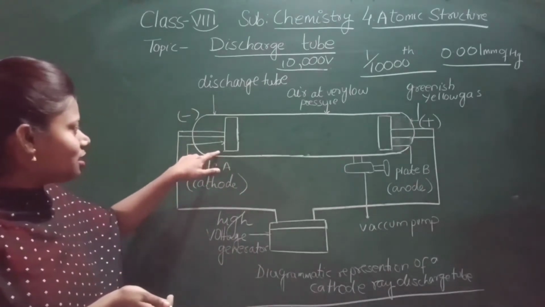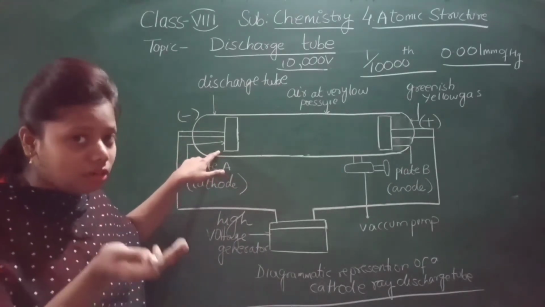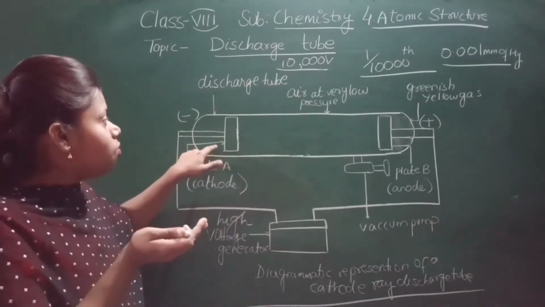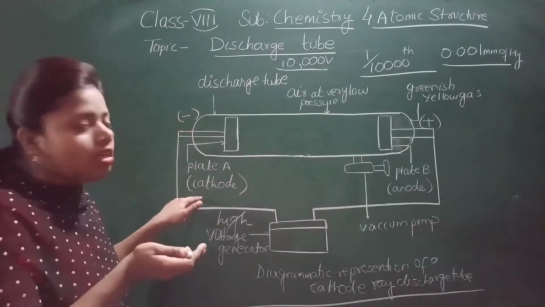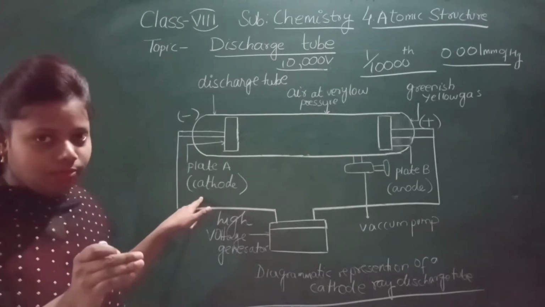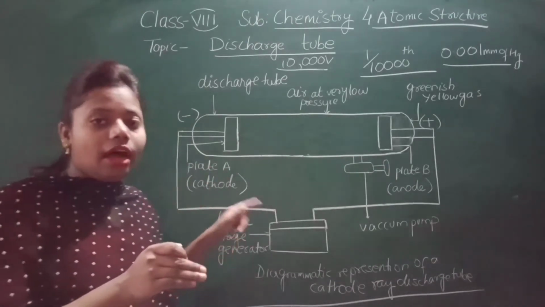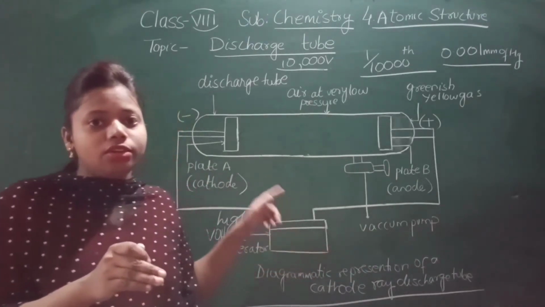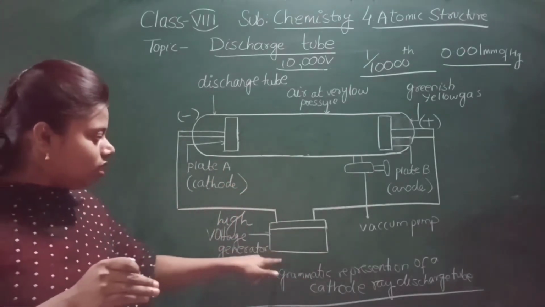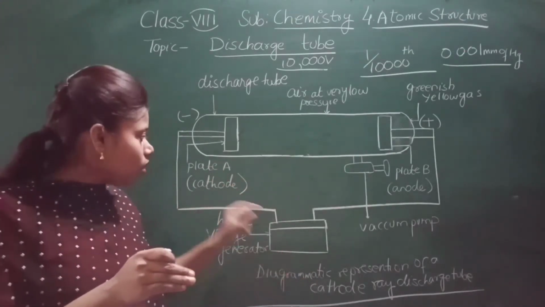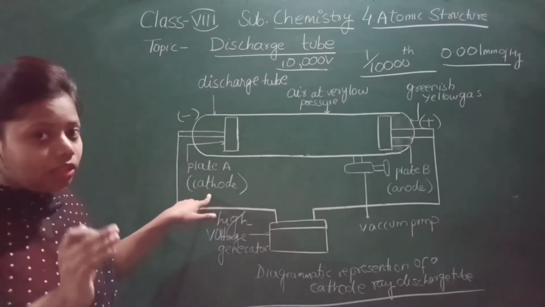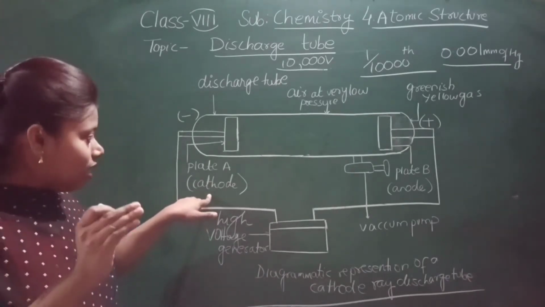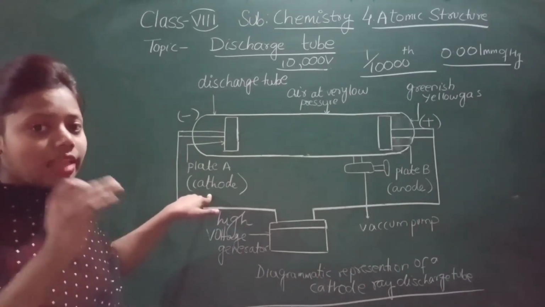Plate A is connected to a high voltage terminal. And which terminal is it connected to? The negative terminal, and it acts as the cathode. You can see here the generator is there, and plate A, connected to the negative terminal, acts as the cathode.